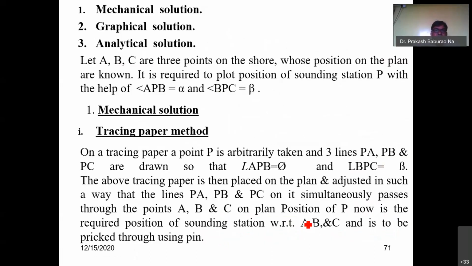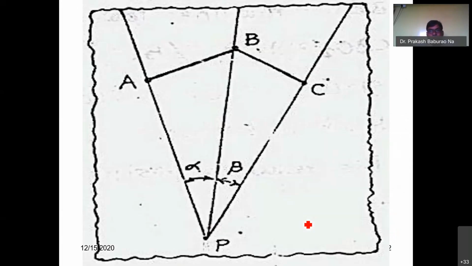Different methods: mechanical method, graphical method, analytical method. For the mechanical method, you have to utilize the tracing paper method. So you prepare the tracing paper with the alpha angle, beta angle, and the A point, B point, C point fixed. If the alpha angle is known to you, the beta angle is also known to you. From this is now the temporary position of the boat point.